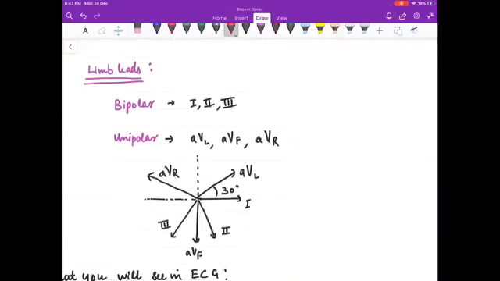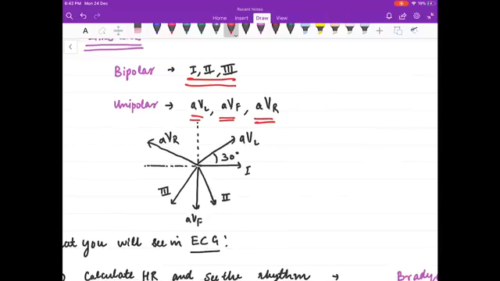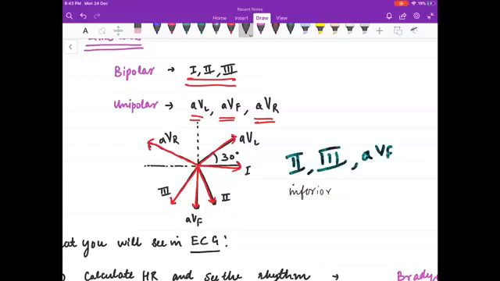Okay, now the limb leads. Limb leads are of two types: bipolar 1, 2 and 3, and unipolar AVL, AVF, AVR. This is their direction: AVF, AVL, AVR, and then lead 1, lead 2 and lead 3. Basically 2, 3 and AVF represent the inferior wall of the heart, and if there is MI in the inferior wall, we see changes in the 2, 3 and AVF leads.